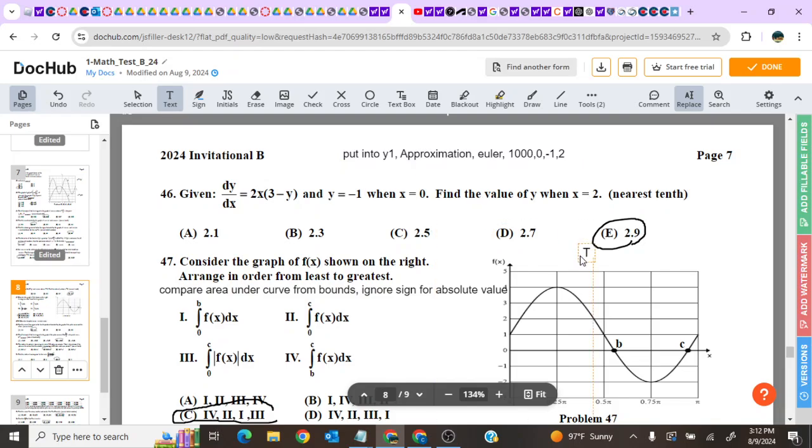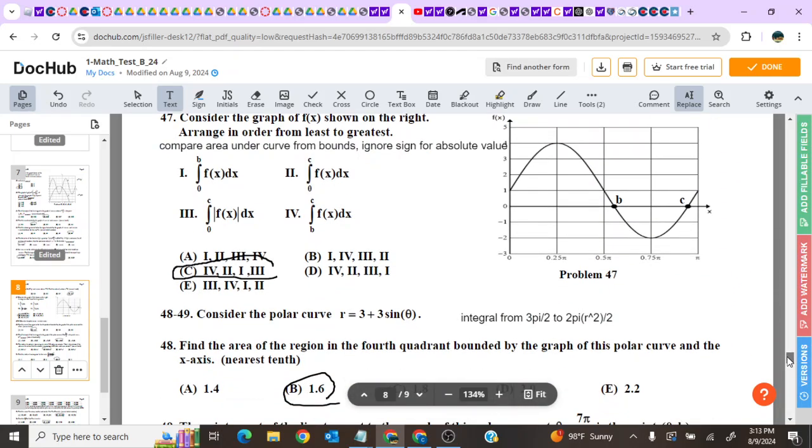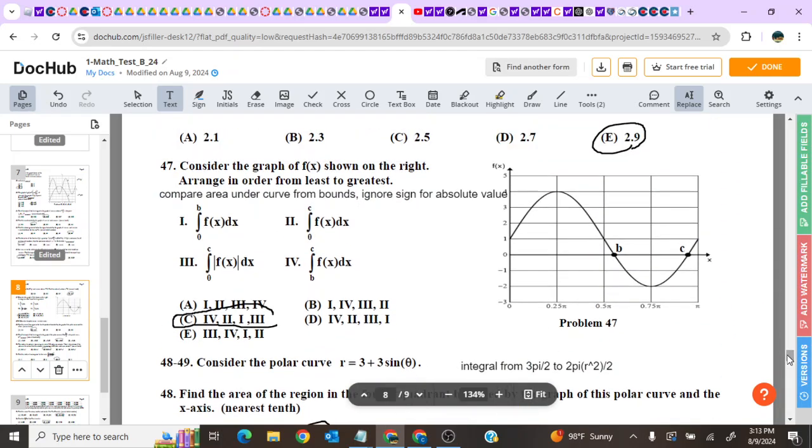47, consider the graph of f of x shown on the right. Arrange them in order from least to greatest. Okay, I'll try to explain this to the best of my abilities. It's a bit hard to explain with words, but basically, anything that includes BC is going to make it less negative, and this integral area under curve is positive. So the smallest one is going to be the thing that only contains this negative area. So 4 is going to be the smallest.